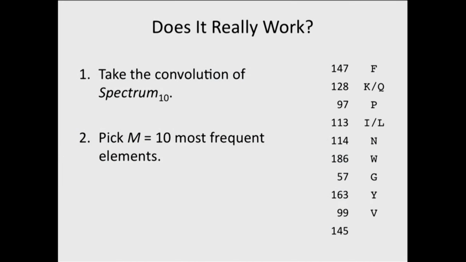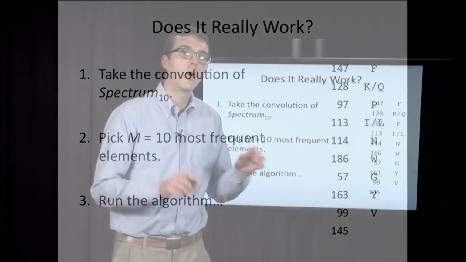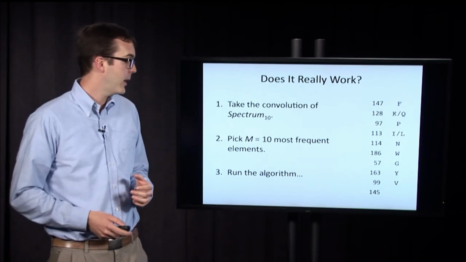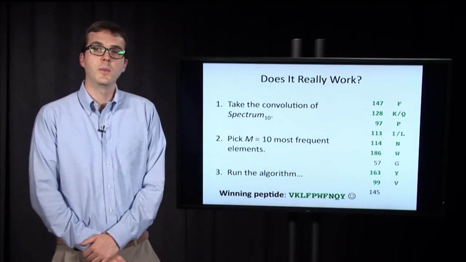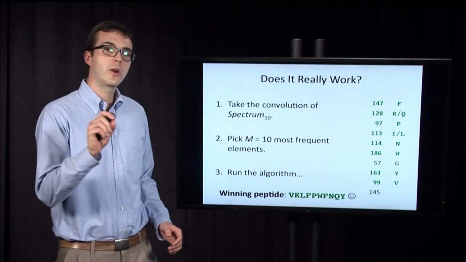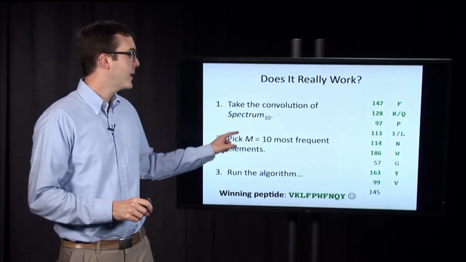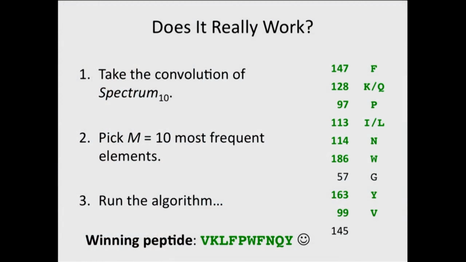Most of these are actually standard masses, or correspond to standard amino acids. So 145 was non-standard, but the other ones were identified as standard. Then we run the algorithm on only these amino acids. These are the only amino acids that will be allowed in our peptide. And the winning peptide is tyrosine B1, and we should be happy. So it reconstructed the correct peptide just from taking the 10 most frequent elements in the spectral convolution. It worked really, really well.